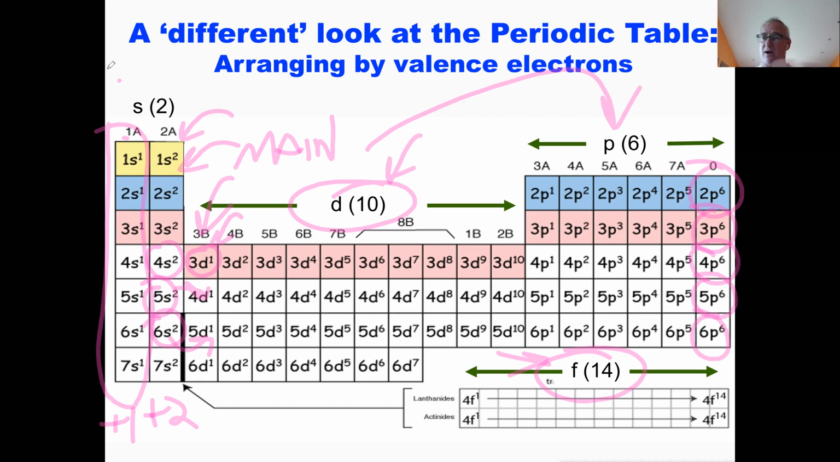Any questions about how the periodic table is arranged by valence electrons? Good, everyone understands it. I love it when everyone understands everything.